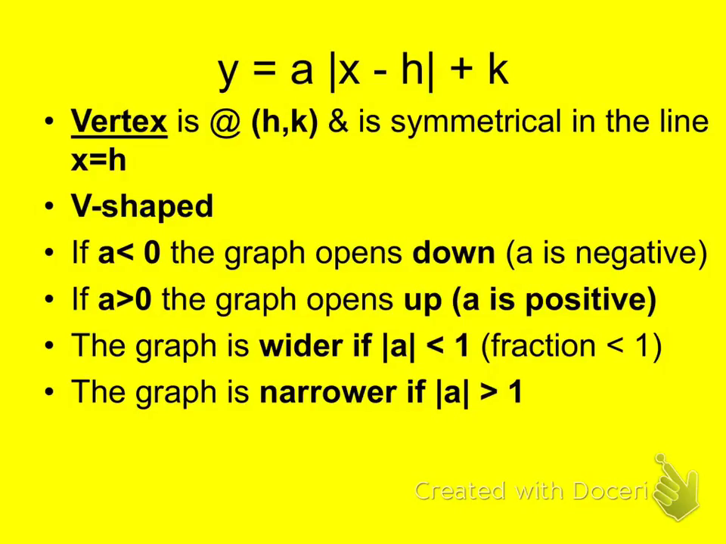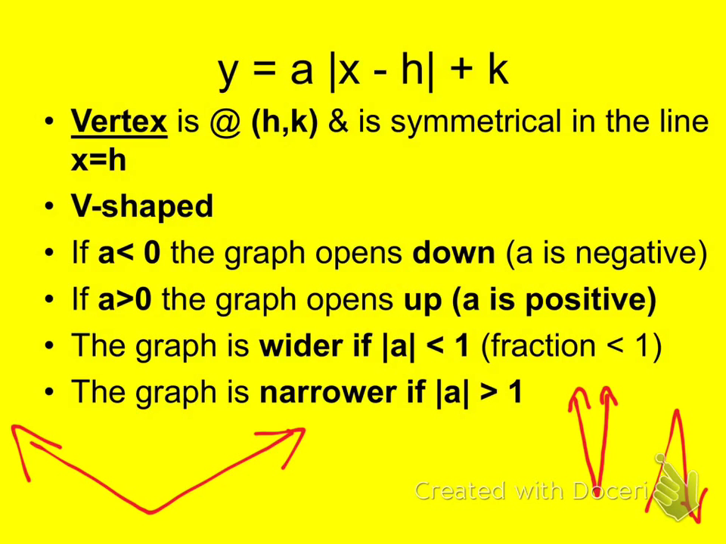The graph is also going to get wider if the absolute value of a is less than 1, which means it's going to be a fraction like 1/2 or 2/3. It's going to be wider like this. And the graph is going to become narrower if the absolute value of a is greater than 1. Let's say 3, or even -3 for that matter. Just remember that -3 would be open and down, right?